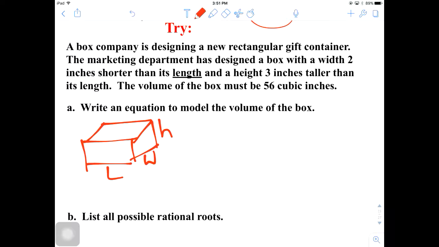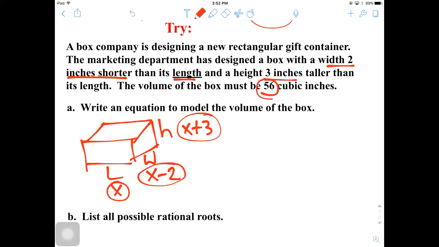It says the width is 2 inches shorter than the length. So the width is going to be x minus 2, and the length is going to be x. So we can let x be the length. And then the height is 3 inches taller than the length. So it's going to be x plus 3 for the height.